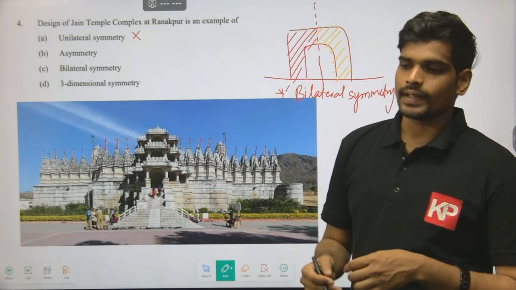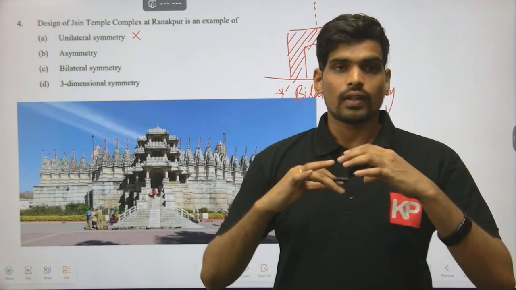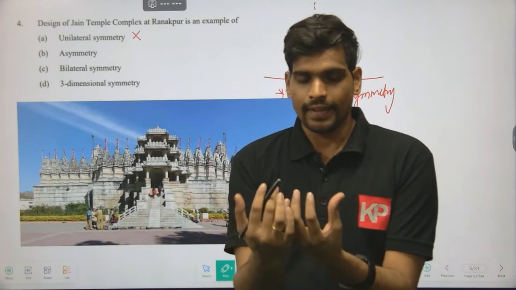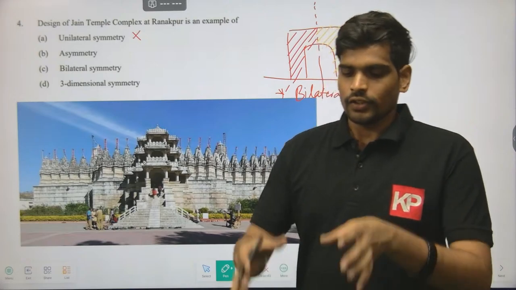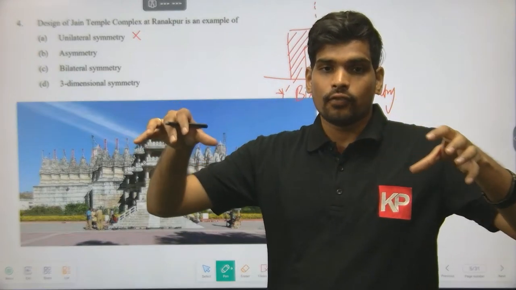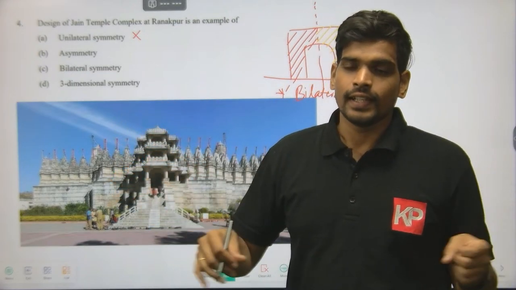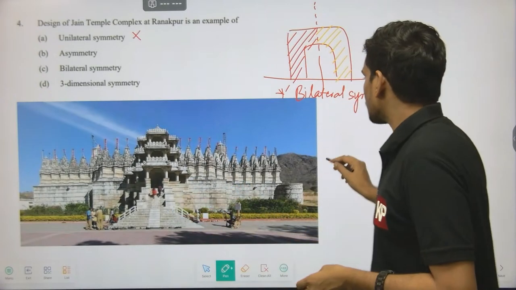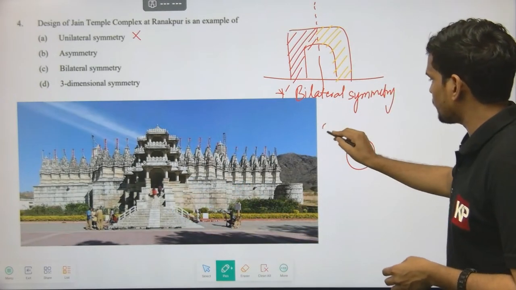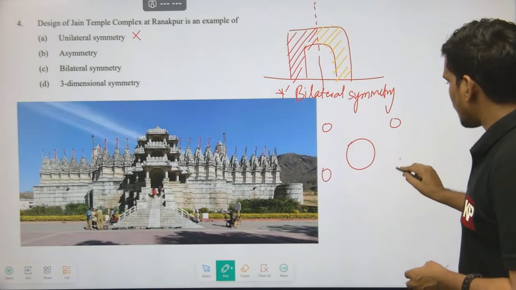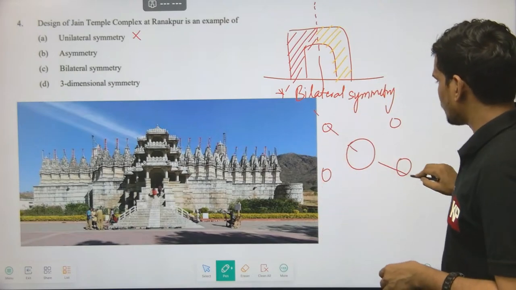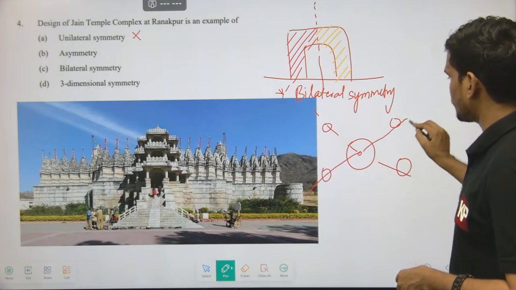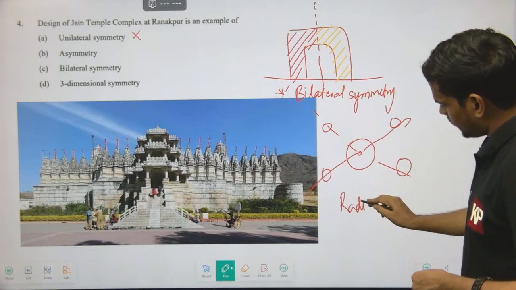The second one is radial symmetry. Radial symmetry is where the organization of the overall space itself is a symmetrical composition. For example, the Taj Mahal: you have a central chamber, and four minars on all four corners. So it is radially symmetrical. Radial symmetry is where the components are not only in terms of elevation, in terms of 3D, but all radial from the central point. That's called radial symmetry.